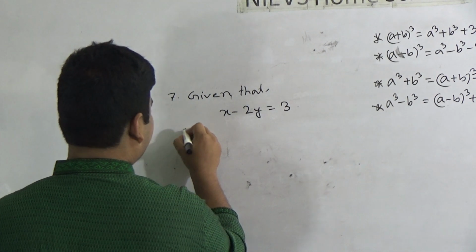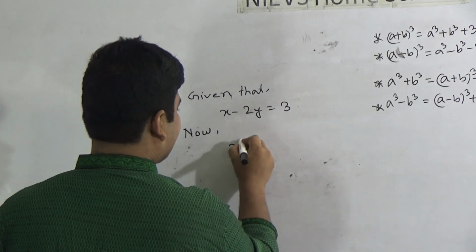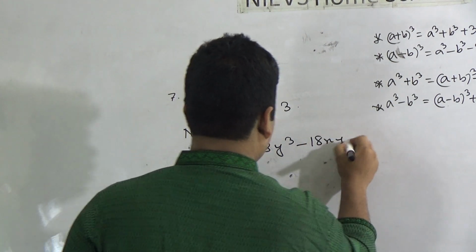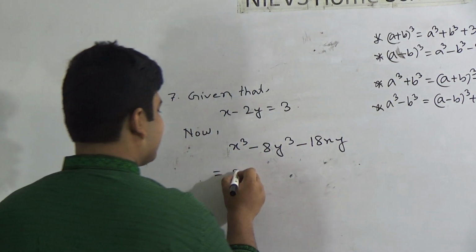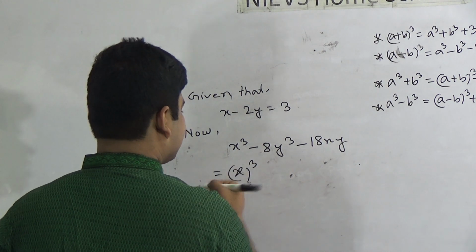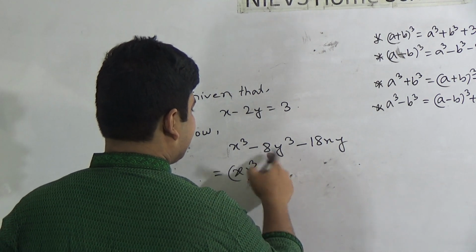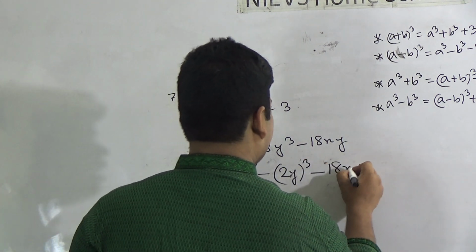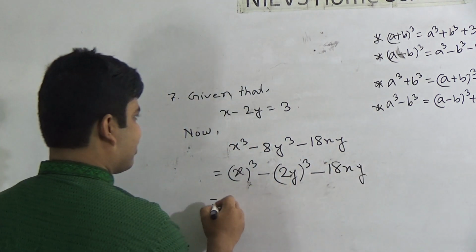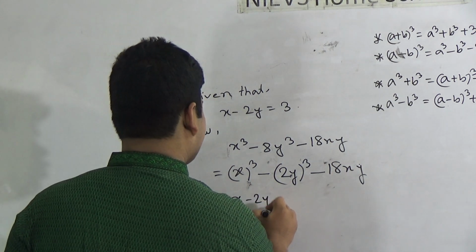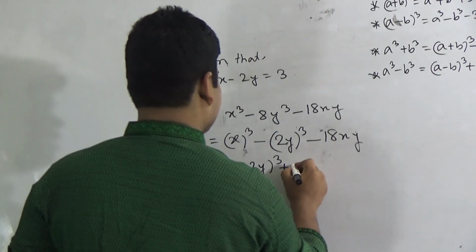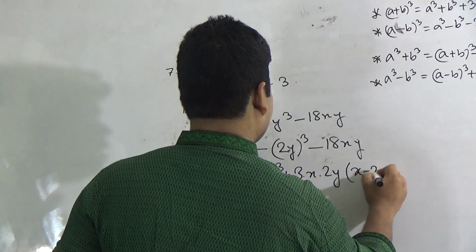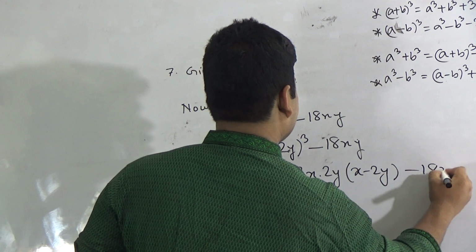Now, x cube minus 8y cube minus 18xy. My dear student, please notice: x whole cube minus, this is the cube root of 8y cube, that means 2y whole cube, minus 18xy. So with the a cube minus b cube formula: (x minus 2y) whole cube plus 3 into x into 2y into (x minus 2y) minus 18xy.